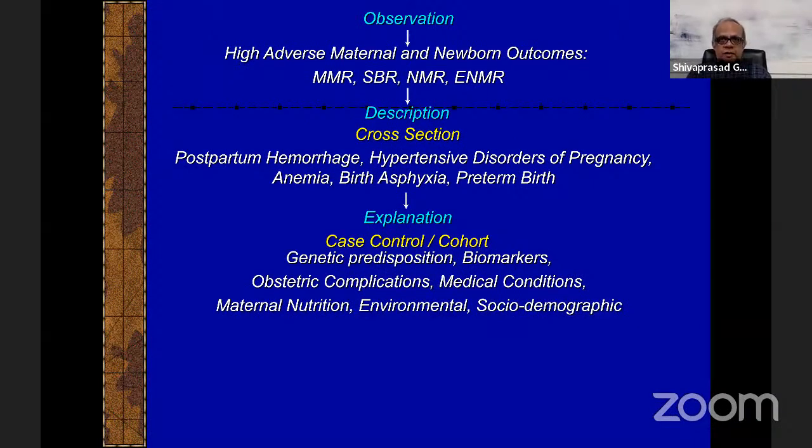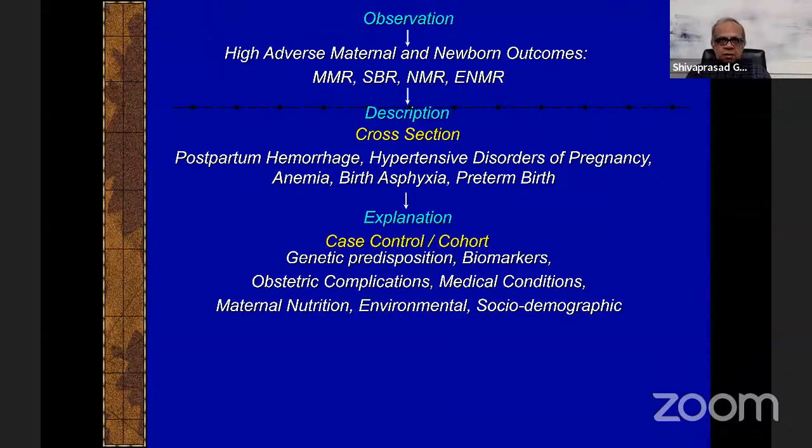Maternal nutrition plays a significant role in determining pregnancy outcomes, both in the mother and the newborn, whether it is anemia or folate deficiency or any of the micronutrient deficiency or even frank caloric deficiency. Environmental factors, exposure to environmental pollutants or any of the vectors, and socio-demographic factors contribute to the adverse maternal and newborn outcomes.